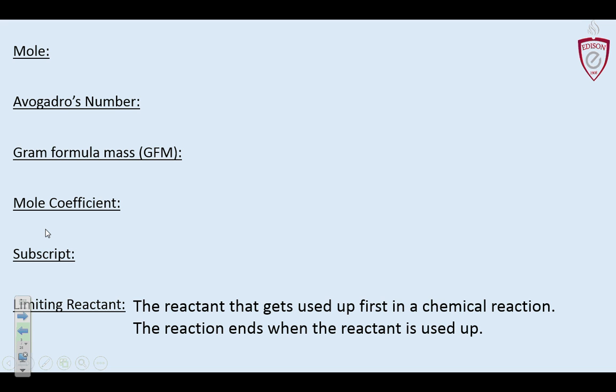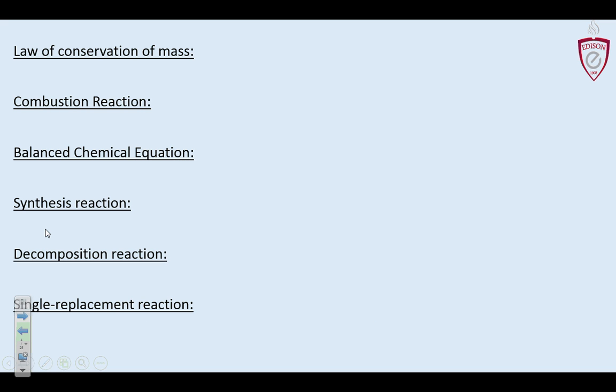reaction. When you run out of ingredients in the kitchen, you don't make any more of what you were after. Right, or your recipe is going to be smaller than what you intend. So we give it the name limiting reactant because it's going to limit how many you can make. Bingo. Beautiful. Law of conservation of mass.